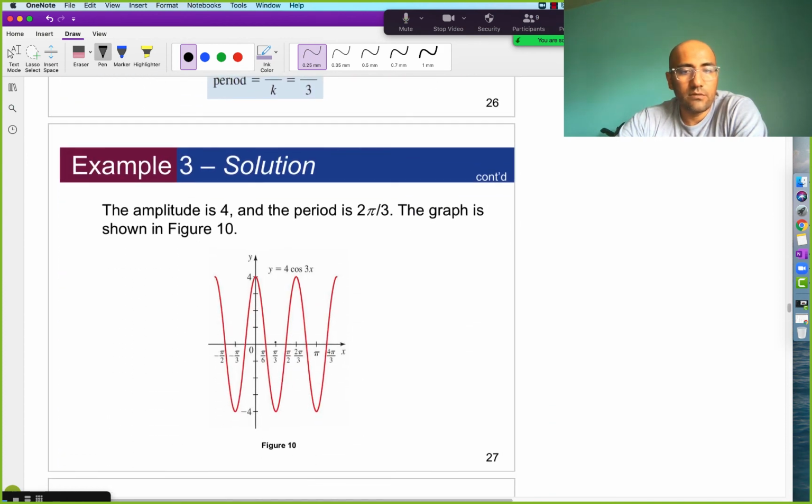So here's this one. It completes the periods faster, so there's a horizontal compression. It can squeeze in 3 cosines in the space that it would normally take 1 cosine. So if we go out to 2 pi, we'll see that it completes 3 complete cosines, but it'll complete one in 2 pi divided by 3. That's where this completes one period of cosine, stretched vertically by a factor of 4. So it goes up to a height of 4, down to a depth of -4.